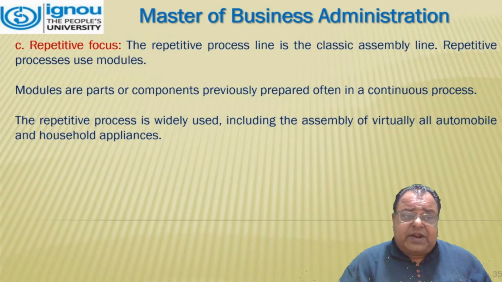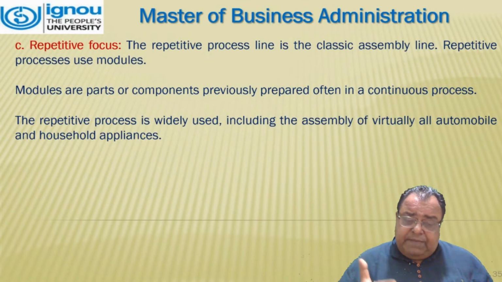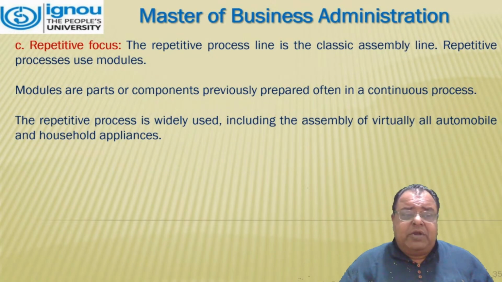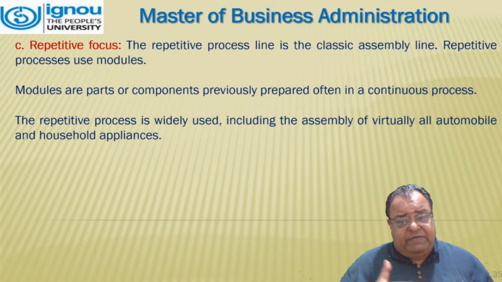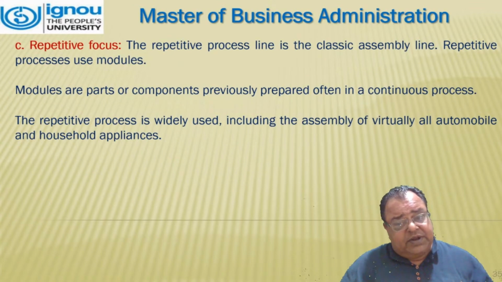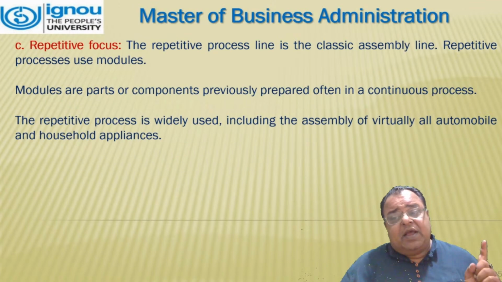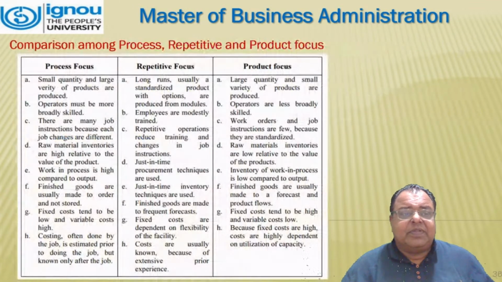The third one is repetitive focus. The repetitive focus line is the classic assembly line. Repetitive processes use modules. Modules are parts or components previously prepared, often in a continuous process. The repetitive process is widely used, including the assembly of virtually all automobiles and household appliances.